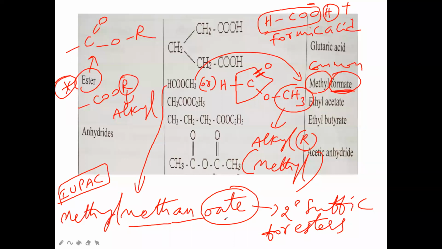For an ester, what is the IUPAC name? Generally, alkyl alkanoate. Oate is the secondary suffix for esters.